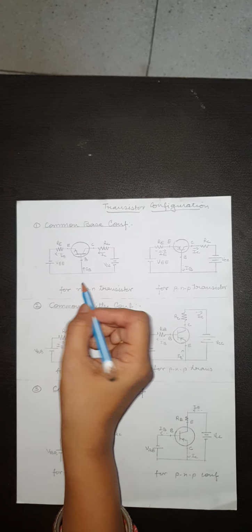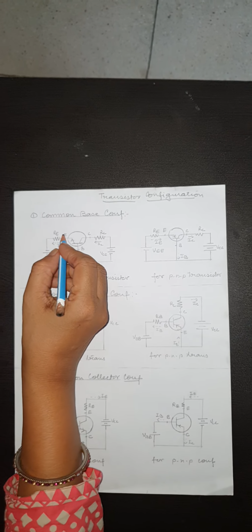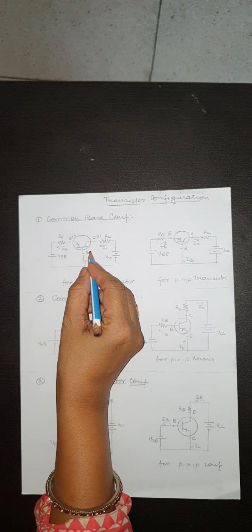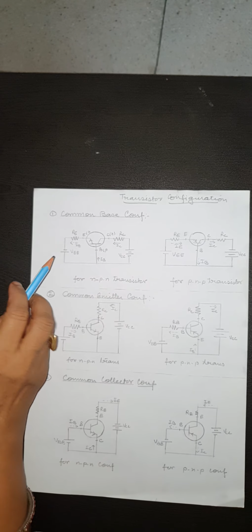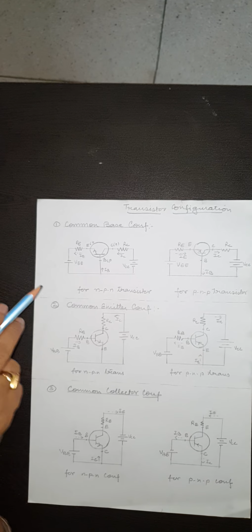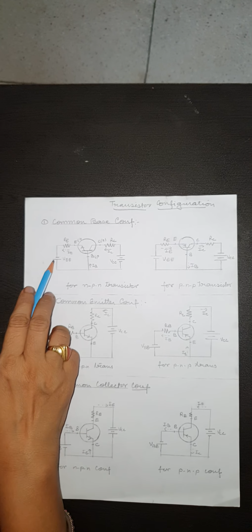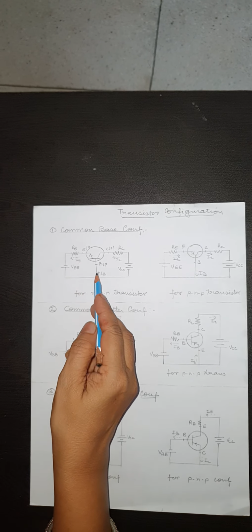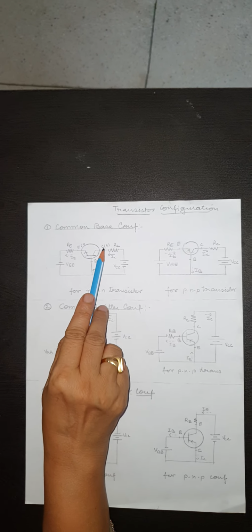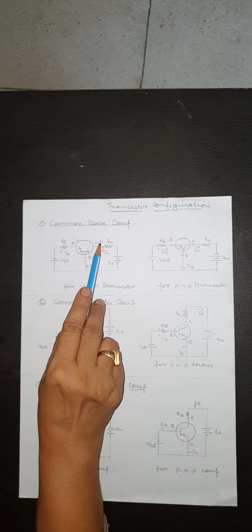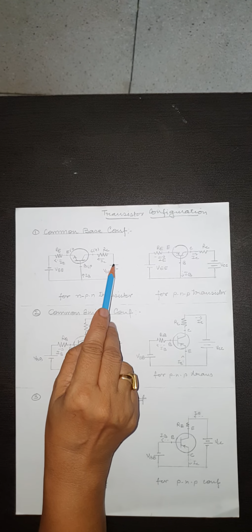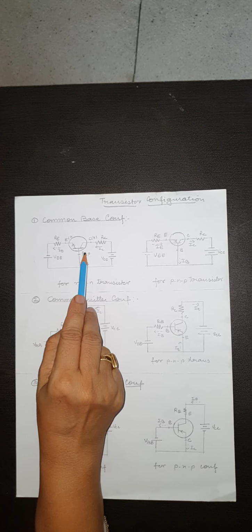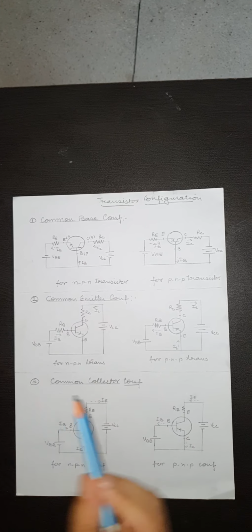Here this is NPN transistor, means emitter is N type, collector is N type and base is P type. This N type is connected to negative and base, P type, is connected to positive terminal. It means that emitter base junction is forward bias. Similarly, collector is N type. This N type is connected to positive and P type is connected to negative. It means that collector base junction is reverse bias.